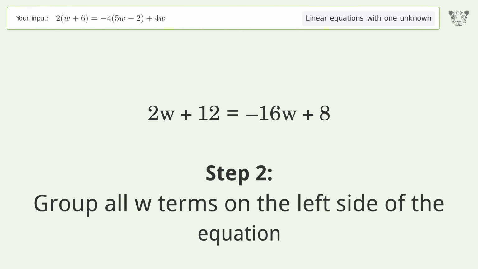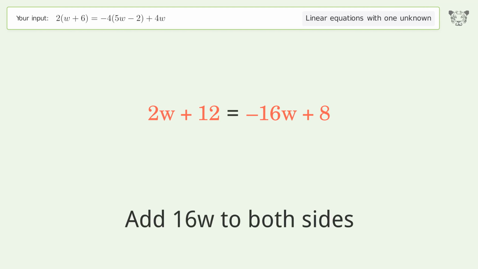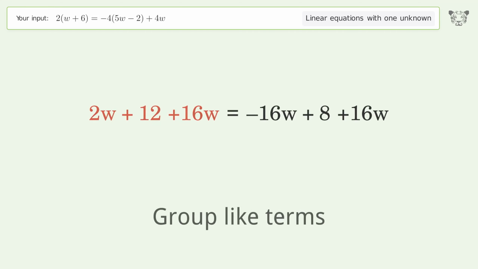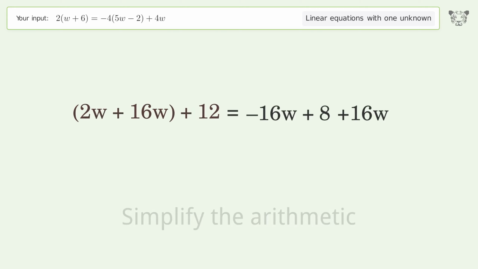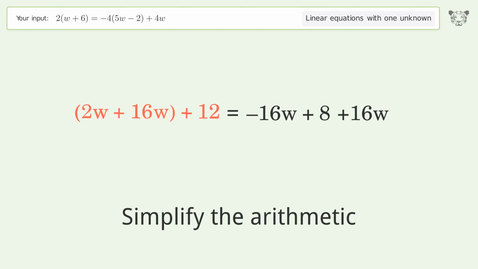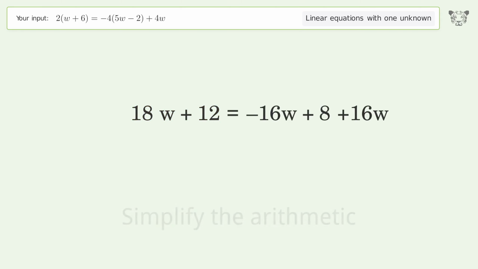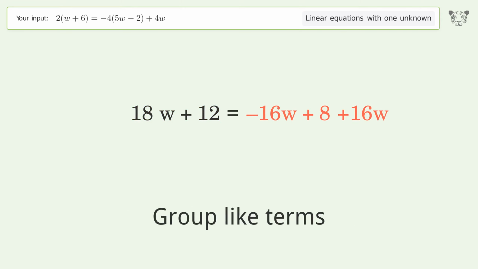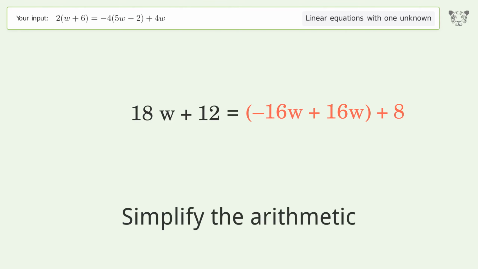Group all w terms on the left side of the equation. Add 16w to both sides. Group like terms. Simplify the arithmetic. Group like terms. Simplify the arithmetic.